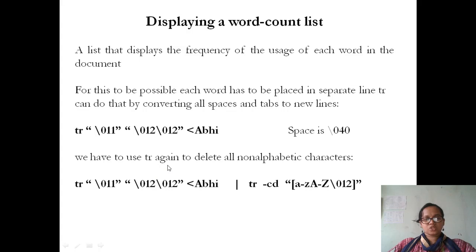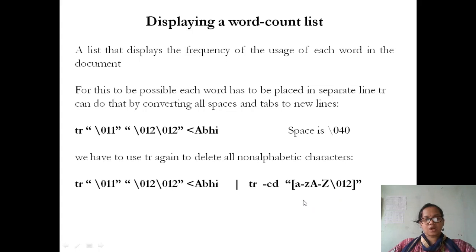Okay, we have to use TR again to delete all non-alphabetic characters. Apart from your new lines, if you want to remove the non-alphabetic characters from the output, this requires the complementary -C and -D options. So -C depicts complementary and -D depicts the delete option. Check it out here: TR 0, and by giving a pipe, TR -CD, A to Z, a to z and 012.